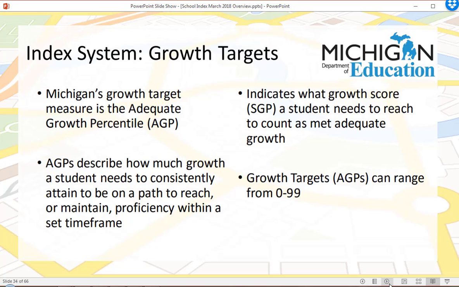So directly from the Michigan Department of Education, they explain those growth targets, or the adequate growth percentile, as how much growth a student needs to consistently attain to be on a path to reach or maintain proficiency within a set time frame. Basically, if you're not proficient, did you grow enough that you're going to be proficient soon? And if you are proficient, did you score well enough, not drop far enough, or maintain your score, or grew a little bit so that you would maintain proficiency?